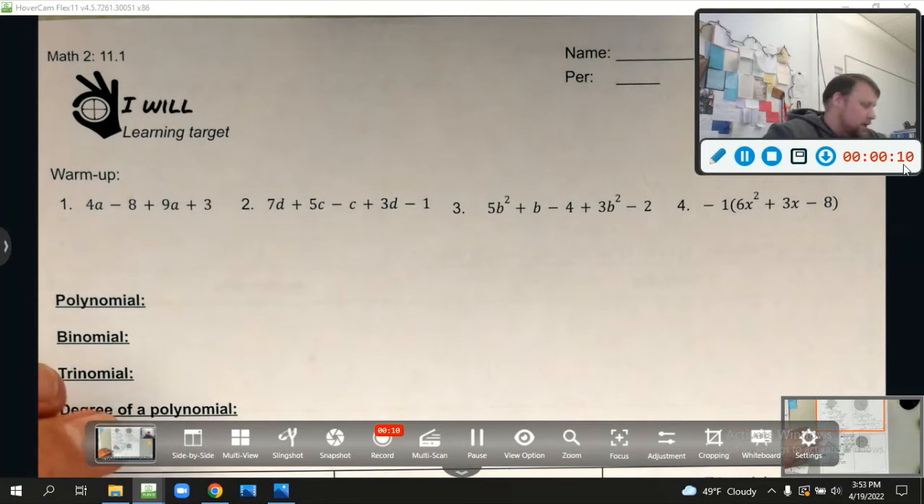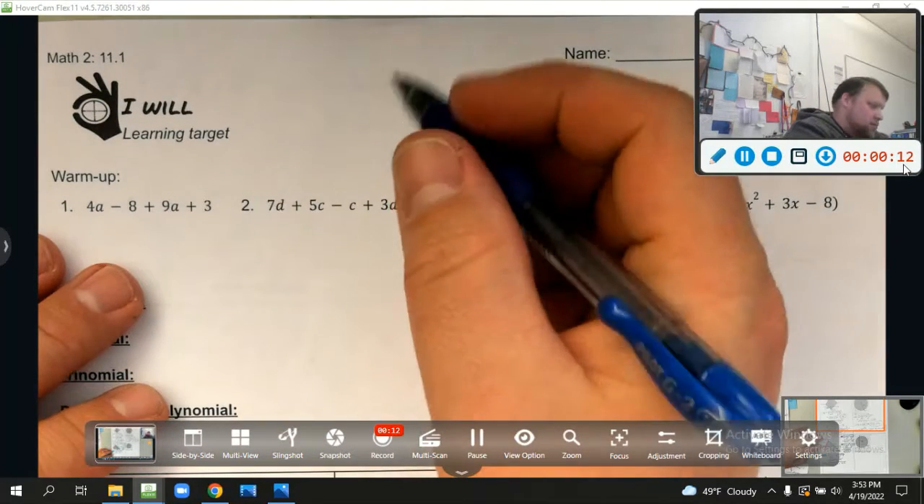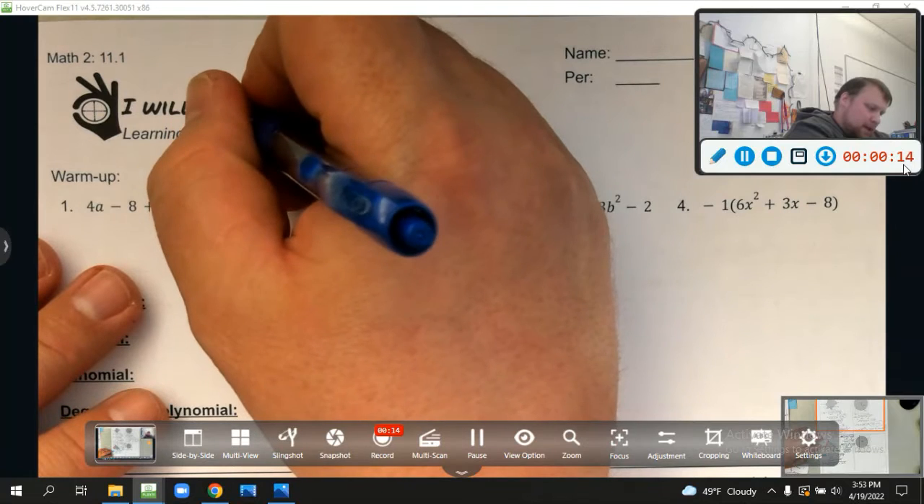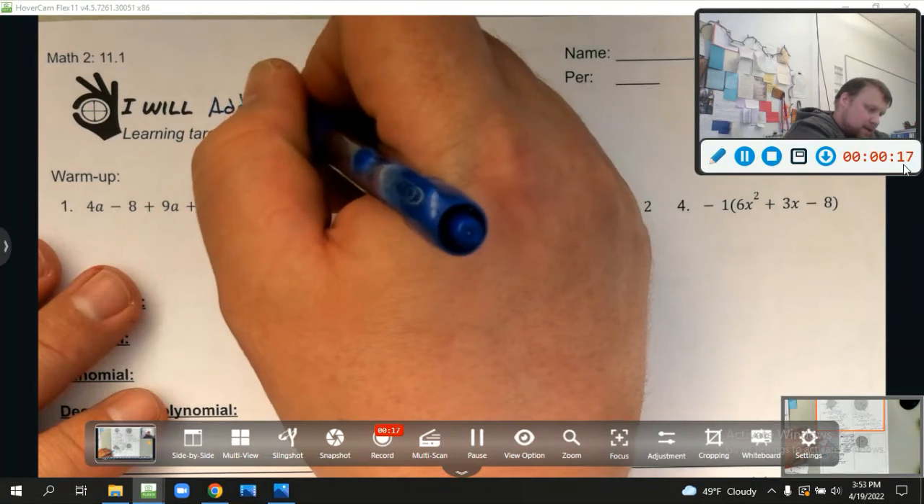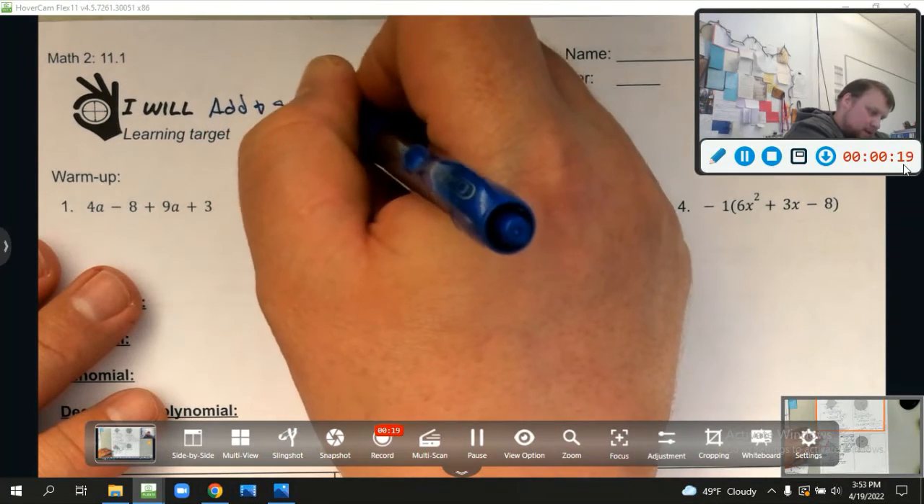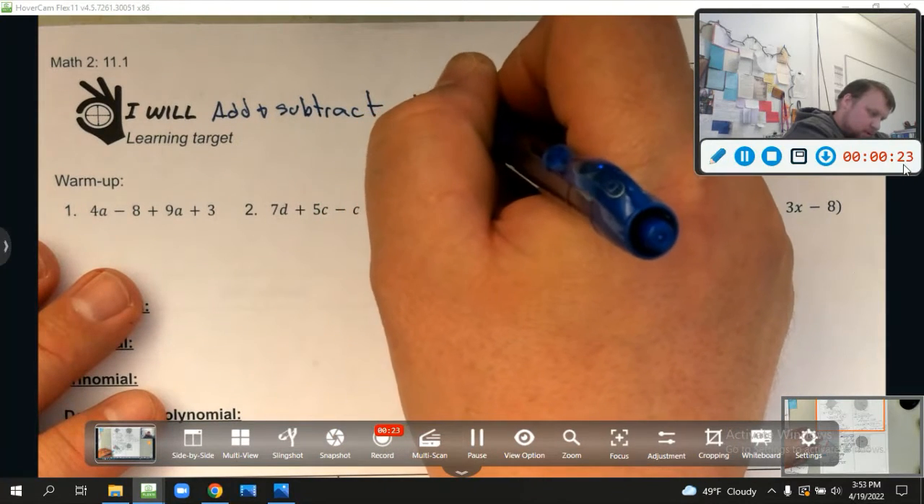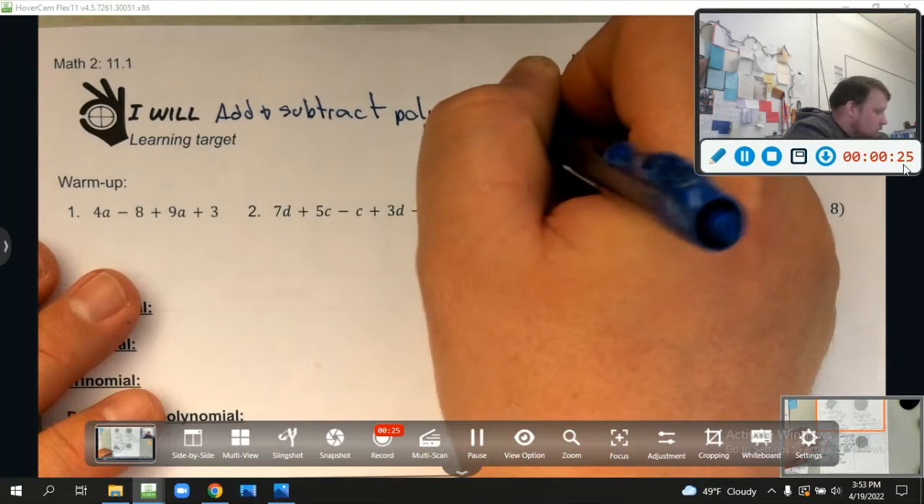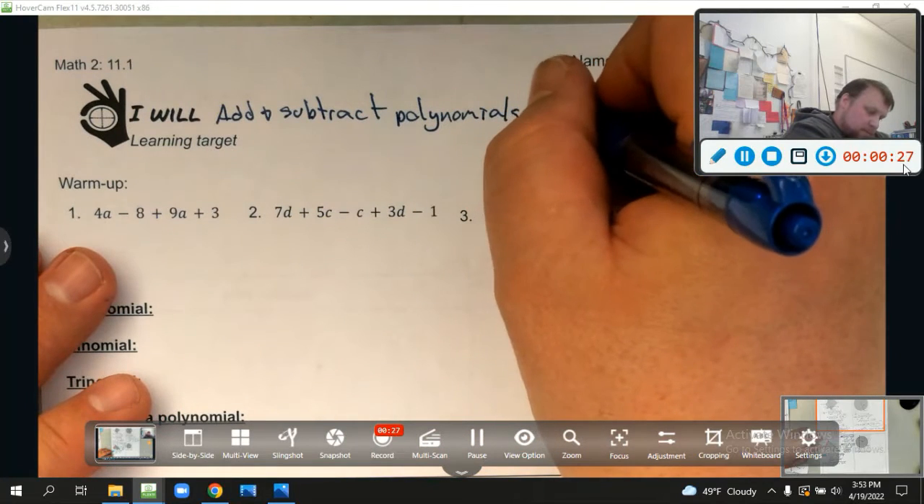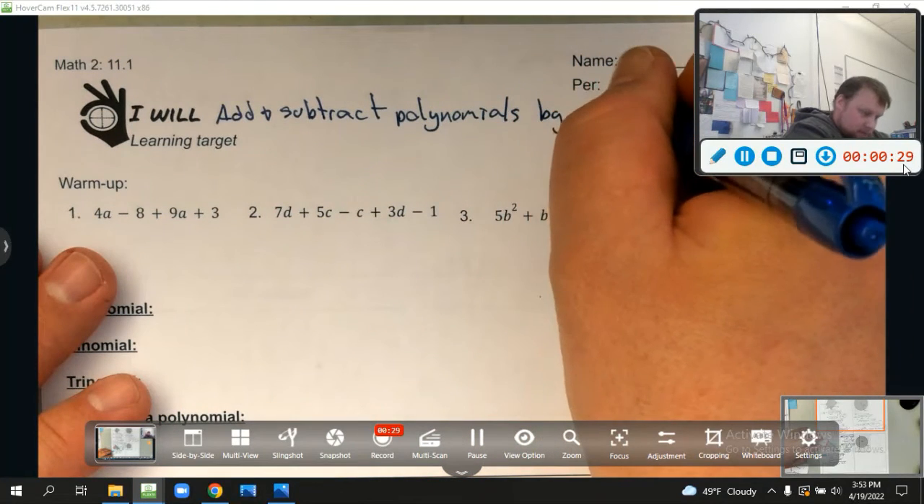Today's learning target is I will add and subtract polynomials by combining like terms.